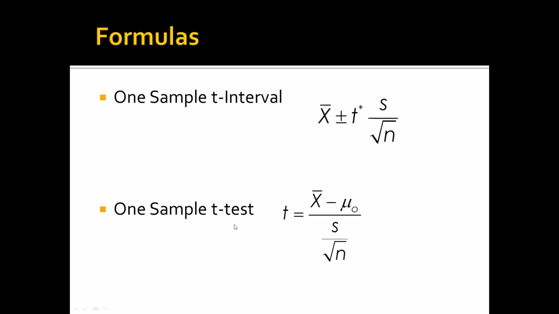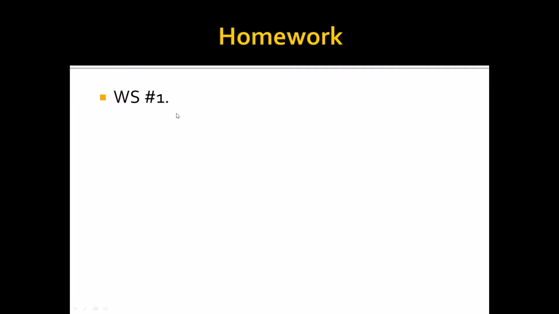All right, one sample t-test. This is like a z-test, but it's not. It's your sample estimate minus what you have in H0, divided by your standard error. And that's the way a test statistic works. And this is the way a confidence interval works. All right, that's the homework.